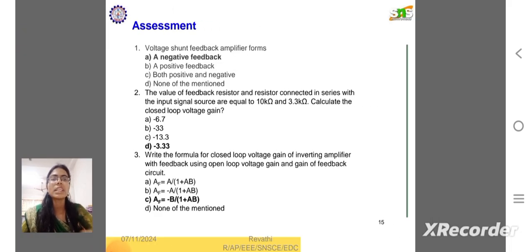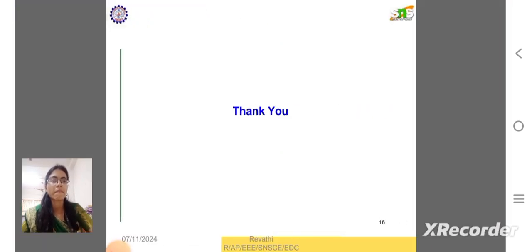Voltage shunt feedback amplifier forms a negative feedback. That is the right answer. The values of the feedback resistor and the resistor connected in series with the input signal source are equal to 10 kilo ohm and 3.3 kilo ohm. Calculate the closed loop voltage gain, equal to minus 3.33. Write the formula for the closed loop voltage gain of an inverting amplifier with feedback using the open loop voltage gain and the gain of the feedback circuit. Thank you.